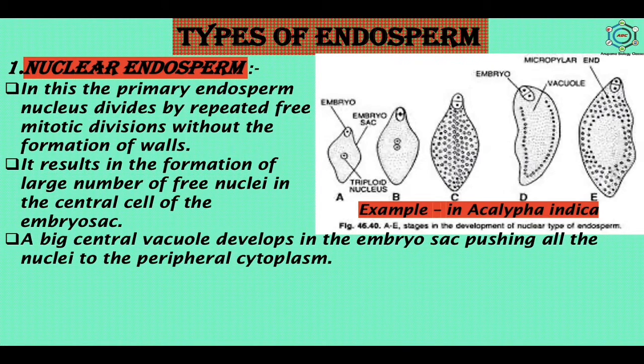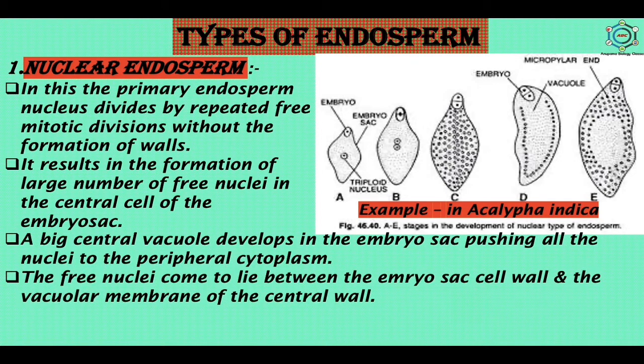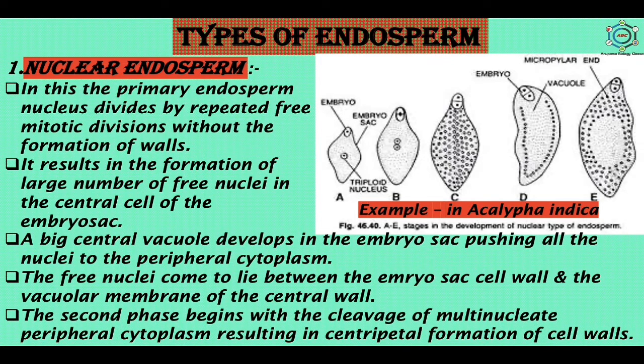A big central vacuole develops in the embryo sac, pushing all the nuclei to the peripheral cytoplasm. The free nuclei come to lie between the embryo sac cell wall and the vacuolar membrane of the central cell. Then the second phase begins with the cleavage of the multinucleate peripheral cytoplasm, resulting in centripetal formation of cell walls. So, most or all of the endosperm is converted into a cellular tissue. It is the most common type of endosperm.